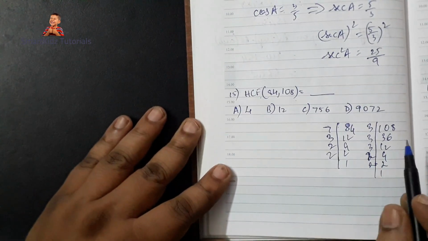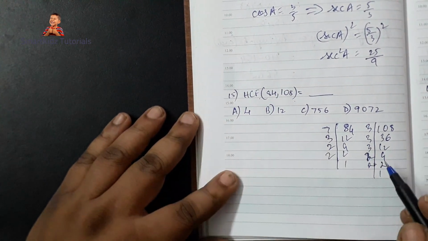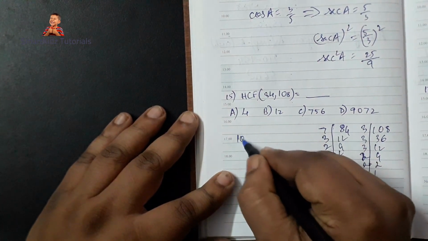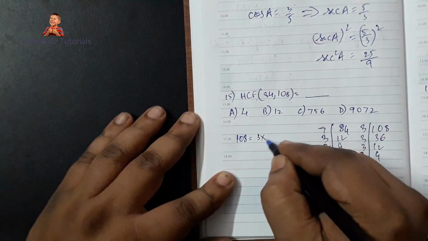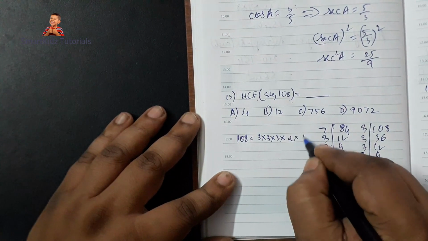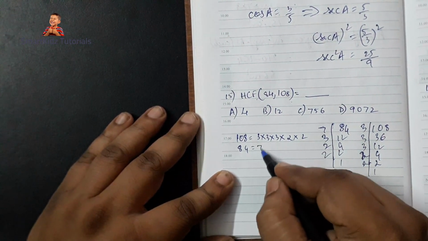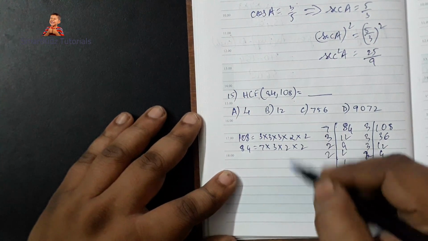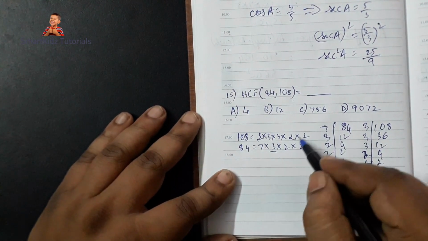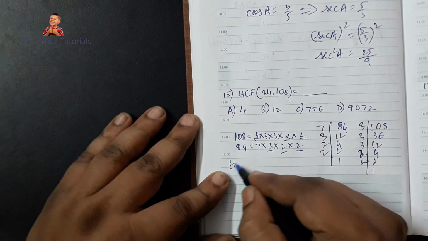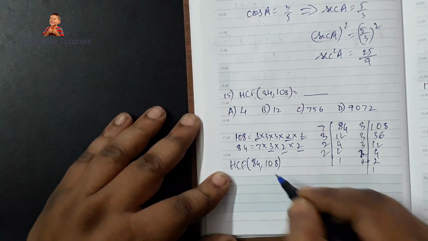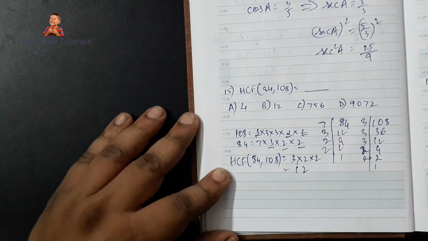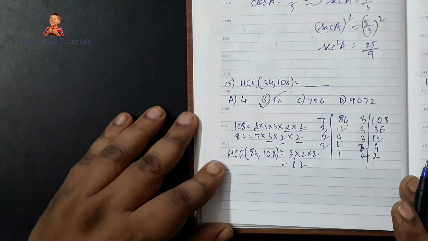Now we'll write down the factors of both 108 and 84 and see what is the highest common factor. So 108 is 3 into 3 into 3 into 2 into 2, and 84 is 7 into 3 into 2 into 2. Now we'll see what is common between the two. This 3 and this 3 are common, this 2 and this 2 are common, and this 2 and this 2 are common. So HCF of 84, 108 is equal to 3 into 2 into 2. 3 2s are 6, 6 2s are 12. So 12 is our correct choice, which makes B our correct option.